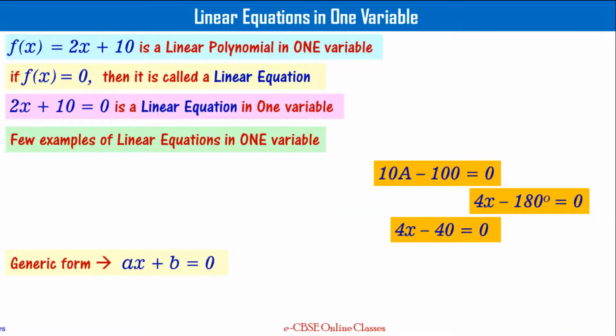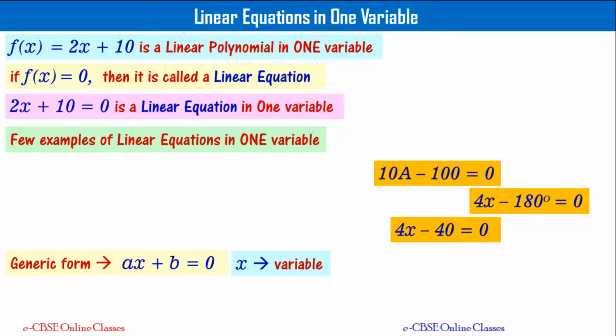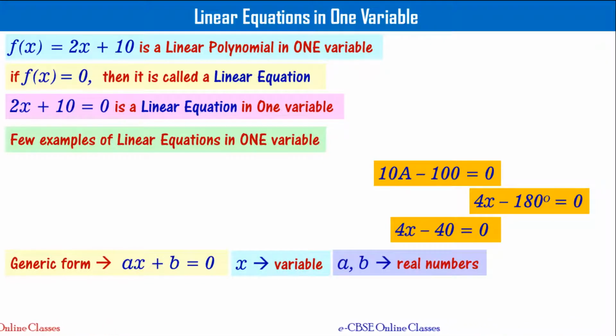Now, based on this, we can write the generic form for a linear equation in one variable as ax plus b equal to 0, where x is the variable and a and b are real numbers. Please take a note of that.